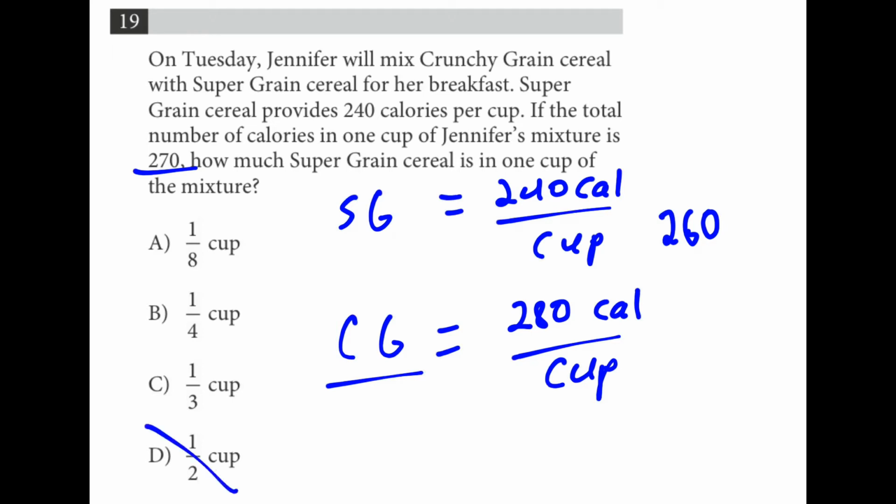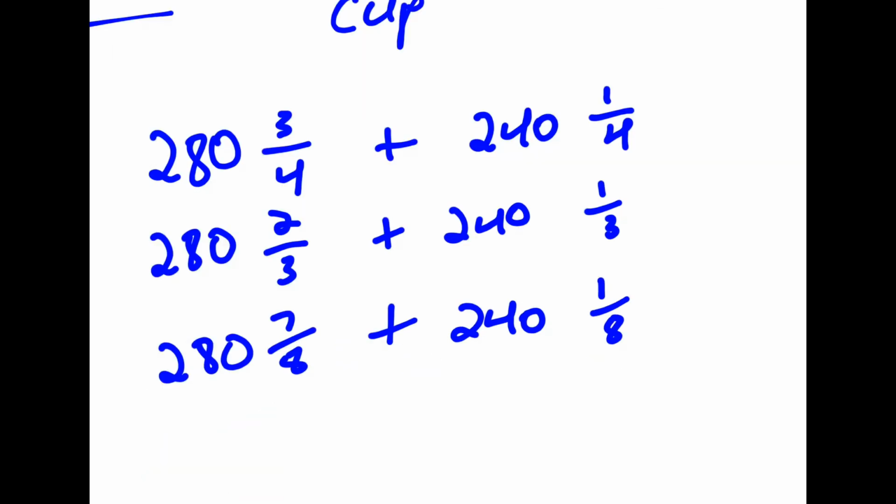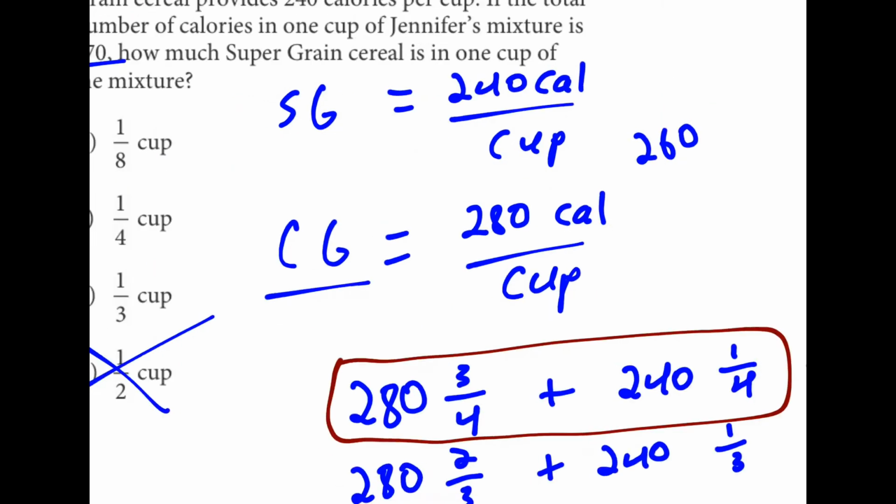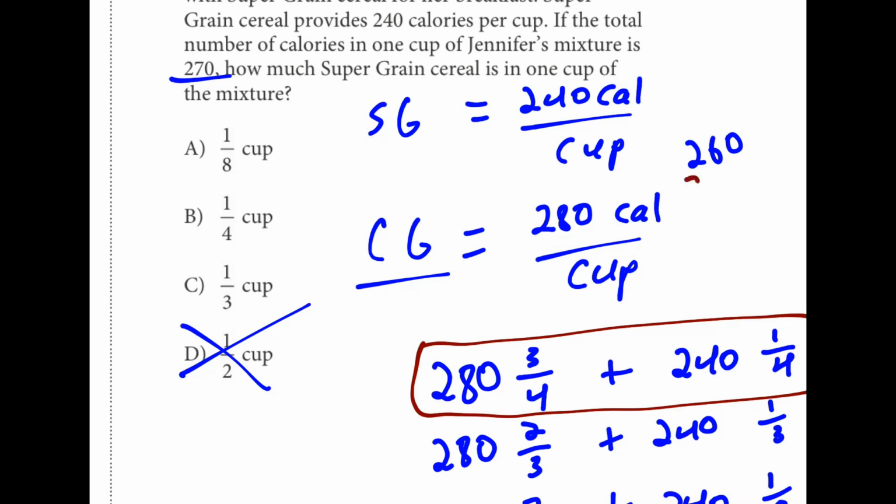That rules out D. And if you wanted to, you could use this method, multiplying each by 3/4 and 1/4, so 2/3 and 1/3, or 7/8 and 1/8. Those come from the answer choices, and you can find that this is the answer. But I think if you go back to 260 in the middle, and we want to be at 270, well, that's in the middle of the middle. So we're talking about quarters. So B is your answer.